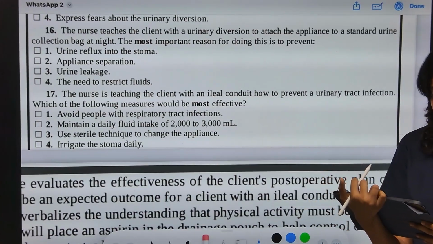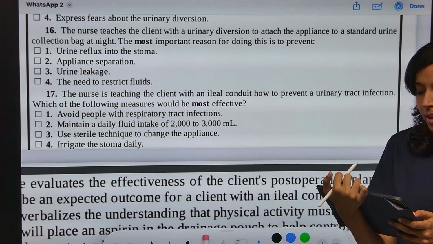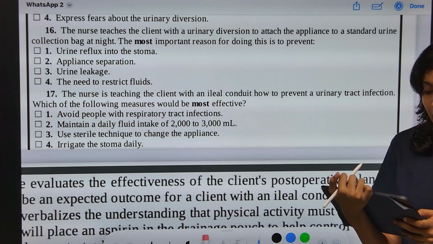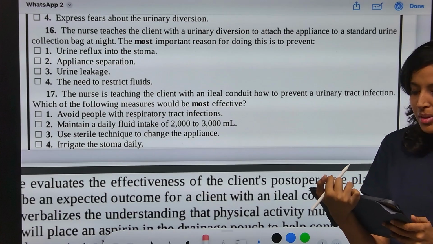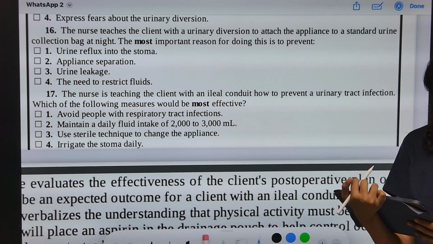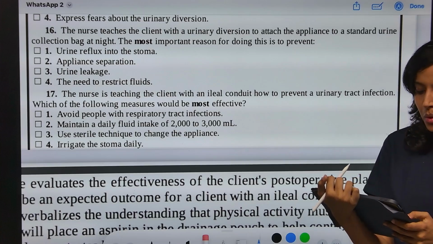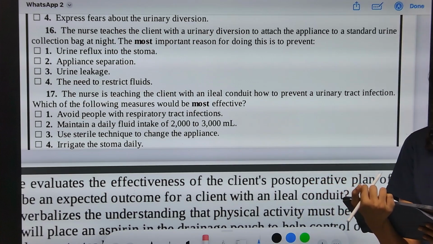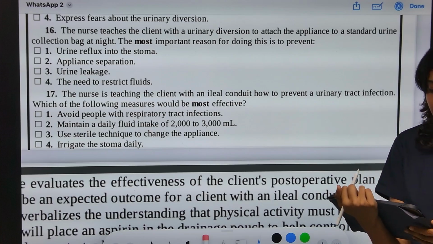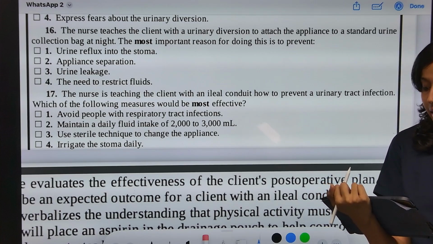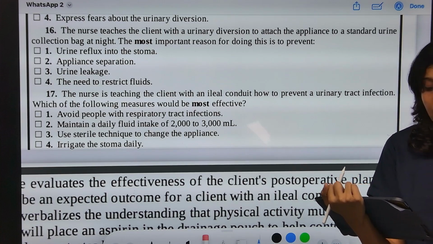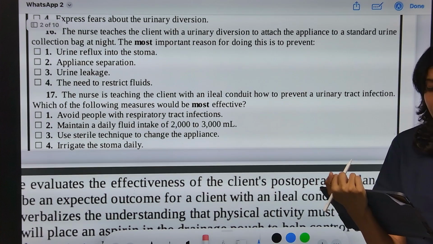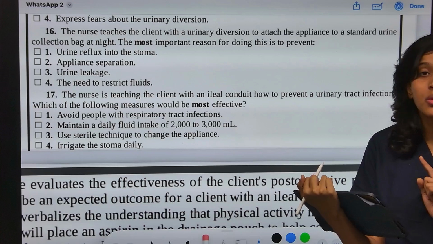Now question number 16. The nurse teaches the client with a urinary diversion to attach the appliance to the standard urine collection bag at night. The most important reason for doing this is to prevent what? You have 4 options, just pick one right answer. If someone is connecting the appliance to the collecting bag at night, what will the answer be according to you? The right answer will be first, urine reflux into the stoma.